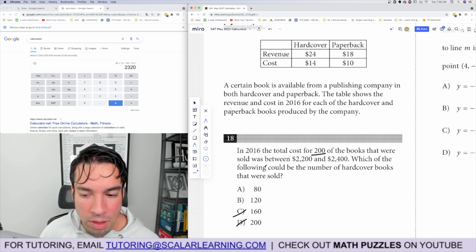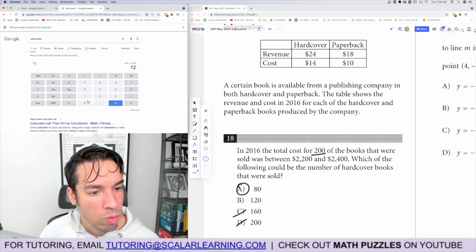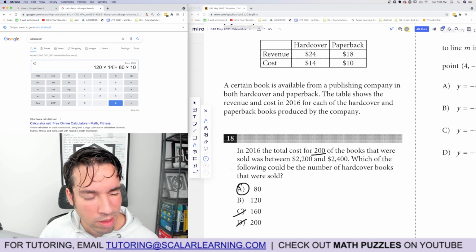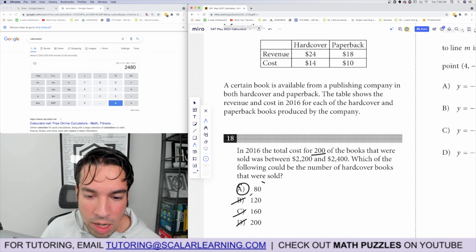It's 80 actually because it's in between 22 and 24. I was wrong. I thought 120 was going to be right. Let's just make sure to debunk 120. 120 hardcover times 14 plus 80 times 10, 800. I'm just trying to make sure in case, sometimes these calculators do weird things with order of operations. 1,200 plus 480 is 1,680. 2,480 is what it should be. Yeah, and that's too big. So it's got to be 80.